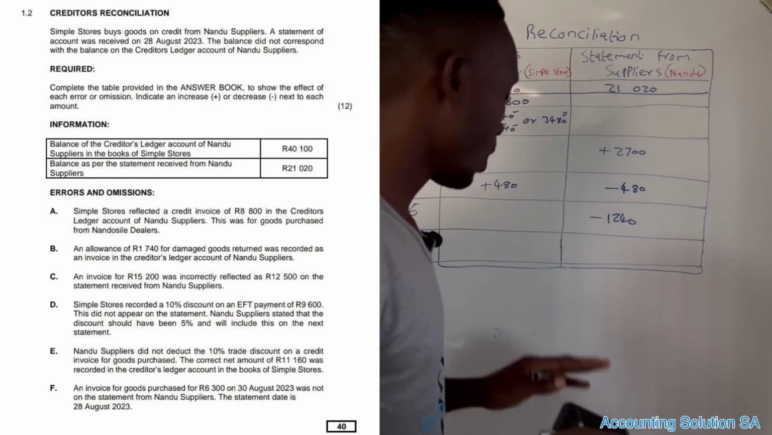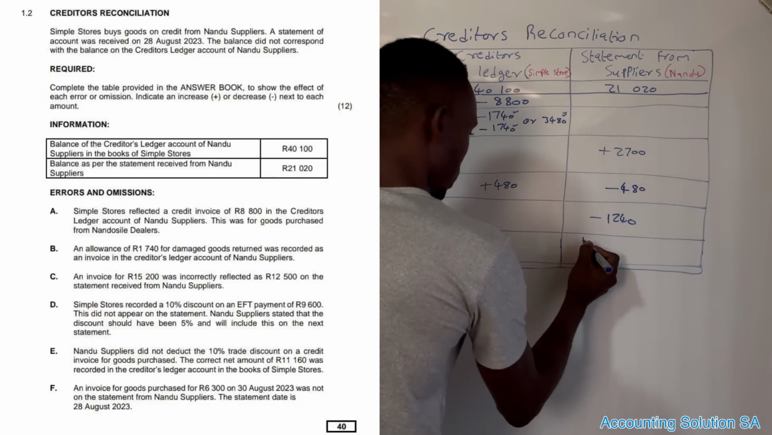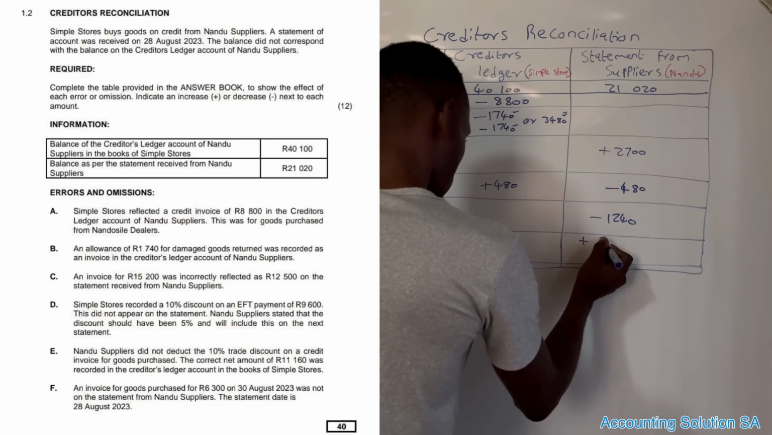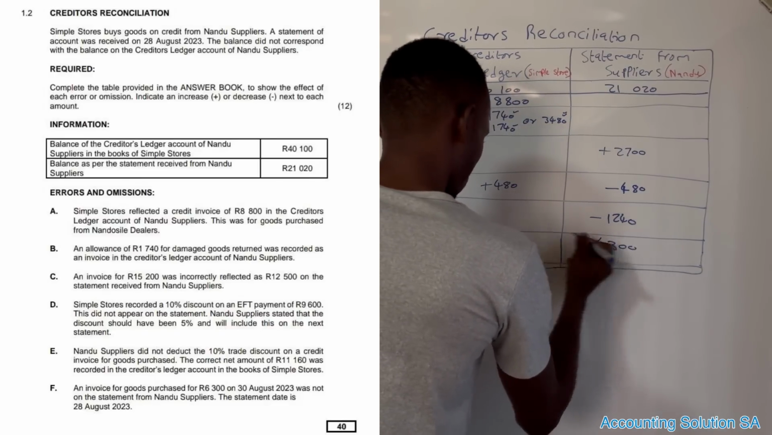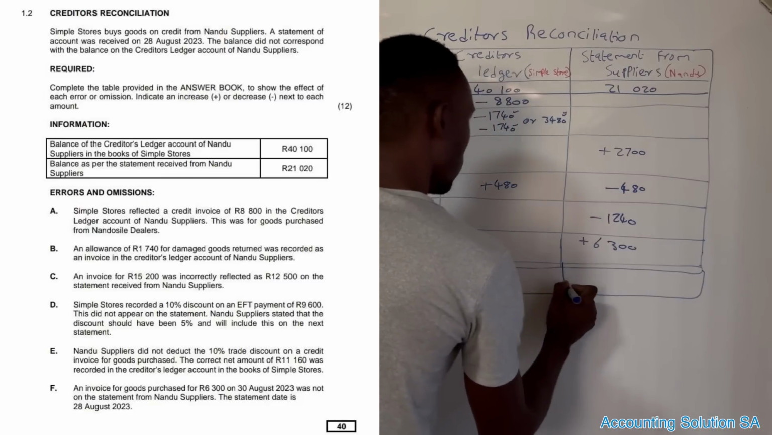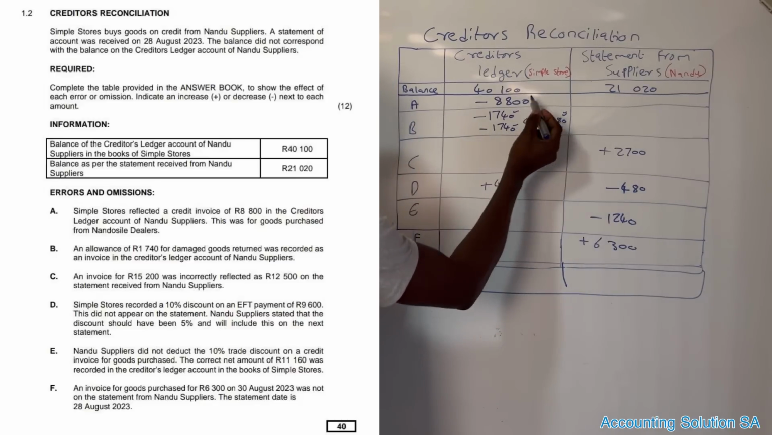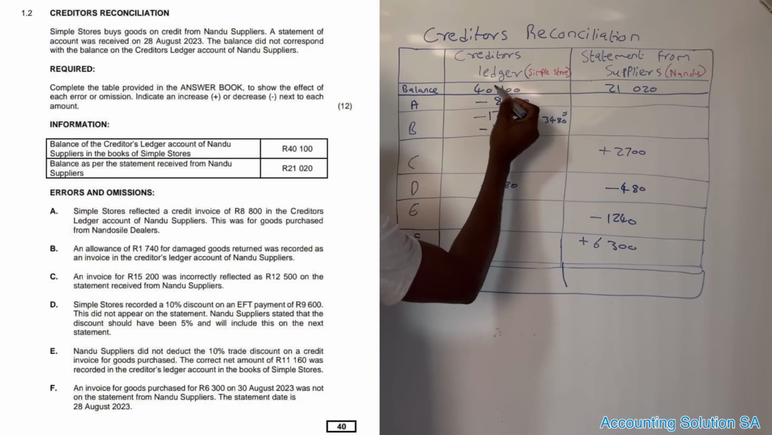Okay, now the last one. This amount of 6,300, they said it was not recorded on the statement. Obviously, we have to go and record it, because an invoice increases liability. It's going to be plus 6,300.